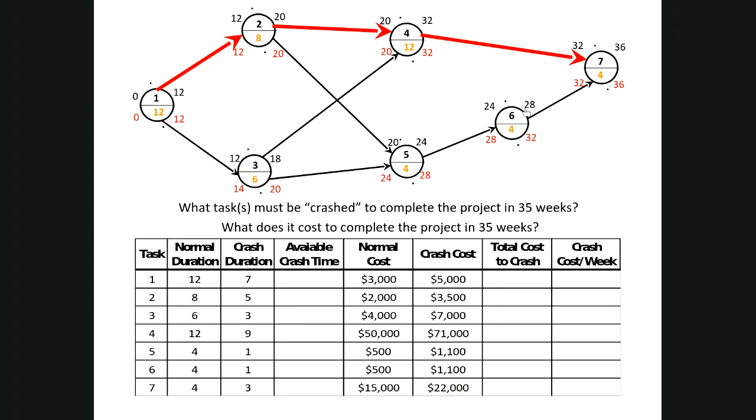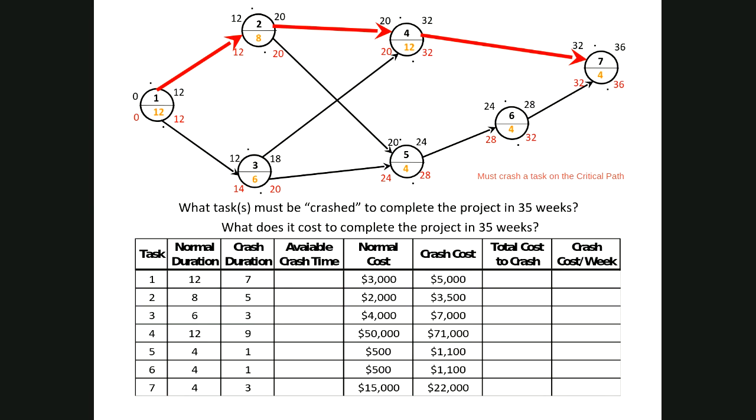Otherwise, if you pick one of the other tasks, 3, 5, or 6, the length of the project will not be reduced. So the first thing that you'll need to notice is that you must crash a task on the critical path. That's number 1.